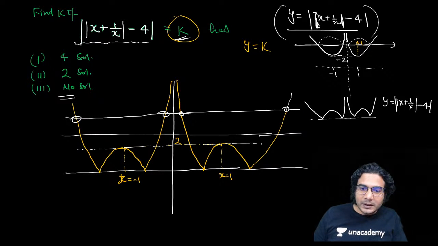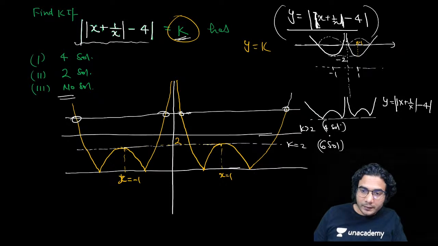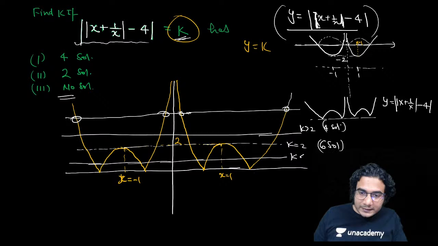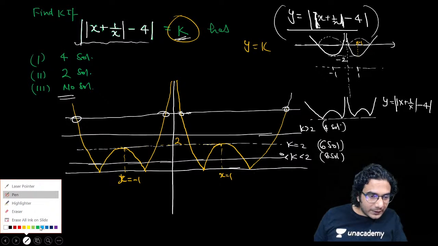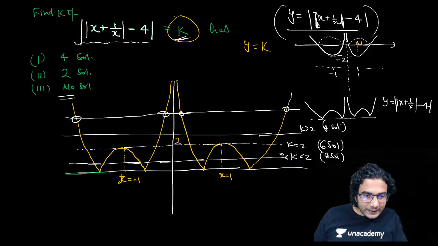So this limiting case, when k is equal to 2, you'll get 6 solutions. When k is more than 2, you'll get 4 solutions, right? When k is less than 2, how many solutions you'll get? When k is less than 2 and of course more than 0, you will get 8 solutions. When k is equal to 0, this line is the x-axis, okay?